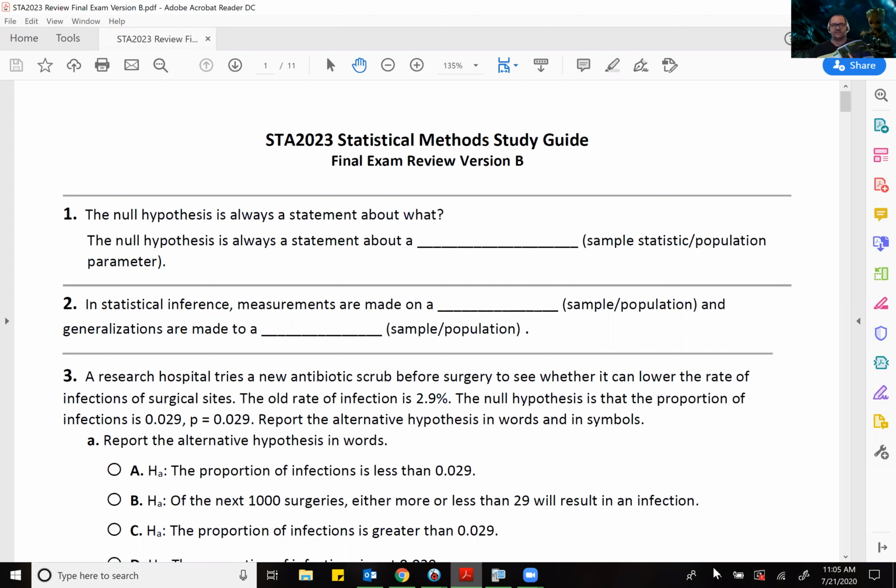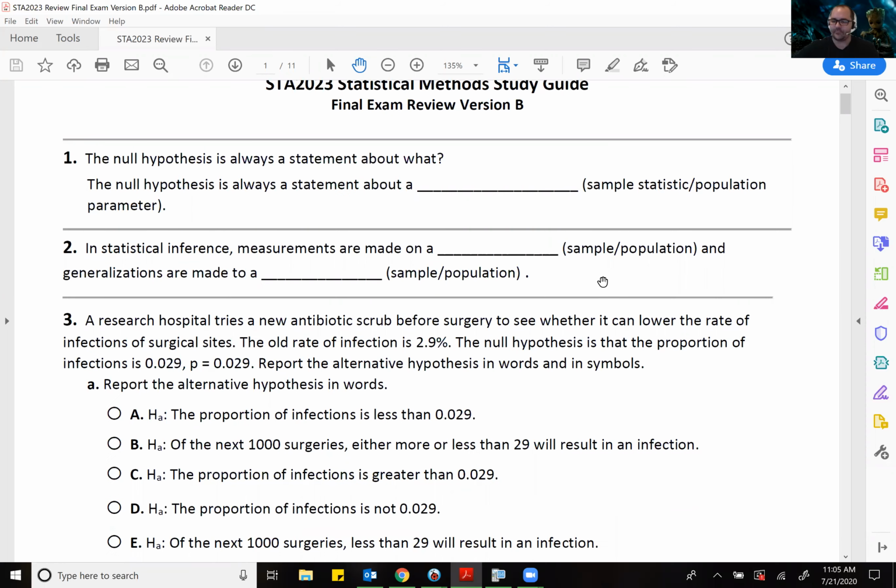And this is basically a drop-down menu, okay? So the null hypothesis is always a statement about the blank, sample statistic or population parameter. And as we've always talked about, in chapter 8 and chapter 9, it's always about the population. Okay? So we are going to choose population parameter. So that's the answer to number 1. Knowing what the null hypothesis is always about. That's the H naught.